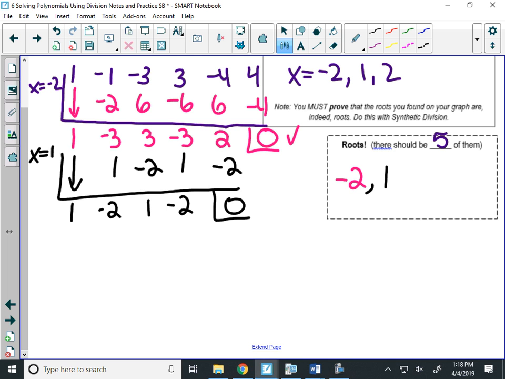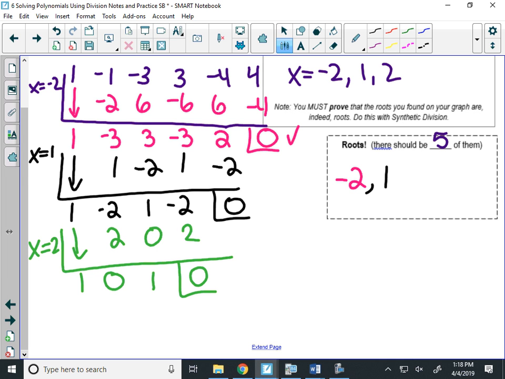All right, so I bring down and do synthetic division again. I'm going to check x equals 2. I'm going to prove that it's a root. So last time here I bring down the 1. 1 times 2 is 2. Those actually add up to be 0. 1, 2, remainder of 0.